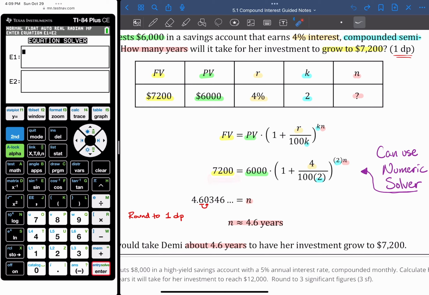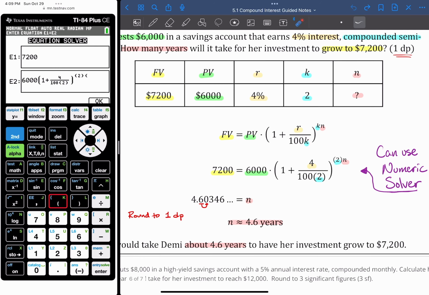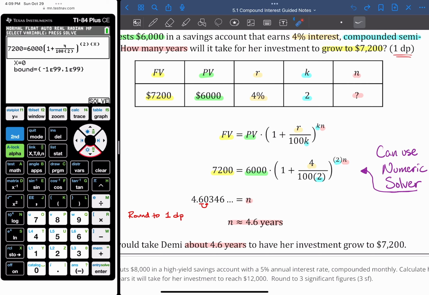E1 is going to be the left side of my equal sign. So 7,200. Then on the bottom, I'm going to have 6,000 times 1 plus 4% interest over 100 times my K value. How many times is it compounding? Again, my K value now in the exponent position. And for n, I'm going to use x. When I have everything, I can now drop down. I'm going to put in just a 1, alpha, enter. There we go.